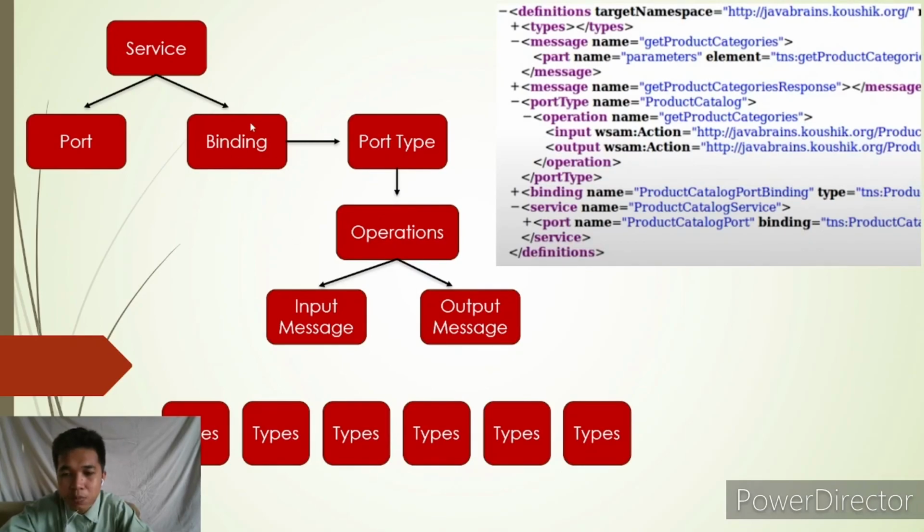So this explains the web service flow. We have a service with a port. The port defines a binding, and the binding points to a port type which has an operation. Each operation has an input and an output. The input has a message, and the output has a message. Each message refers to types. Types defines its own section. And that's all. Thank you.